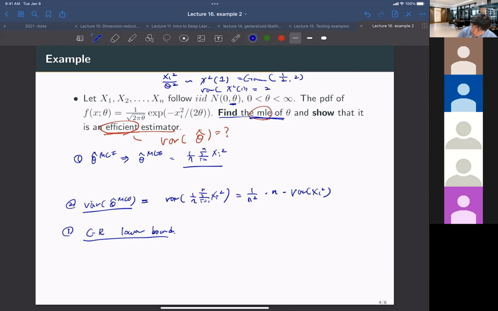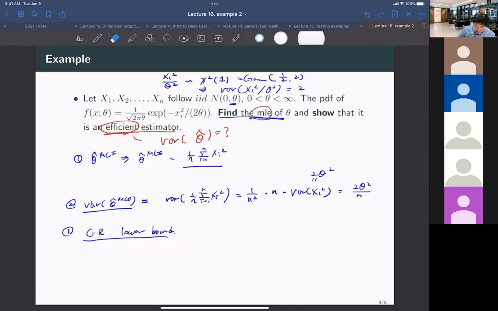So the variance of x1 squared over theta is 2. So the variance of x1 squared will be 2 theta squared. So we will get 2 theta squared over n. This is the variance of the MLE.